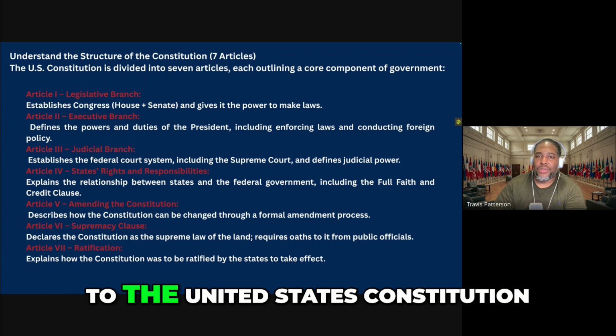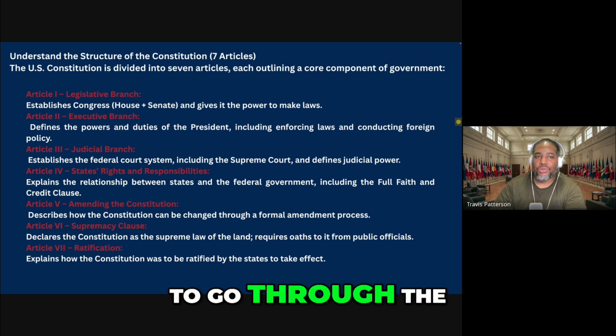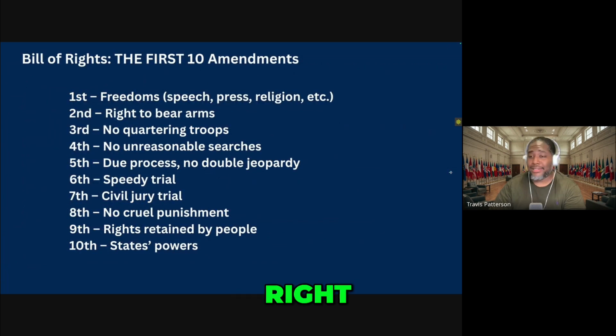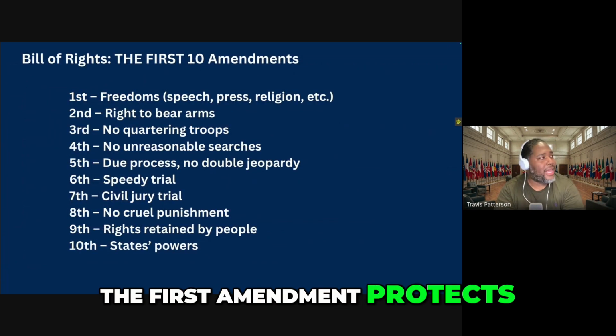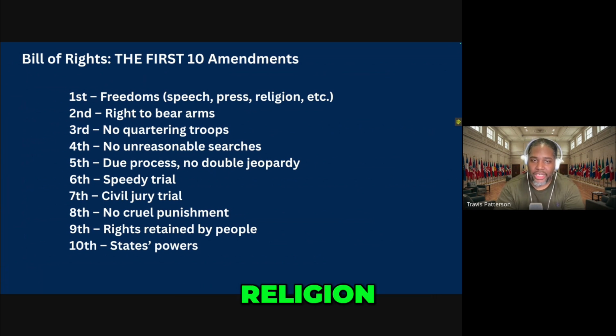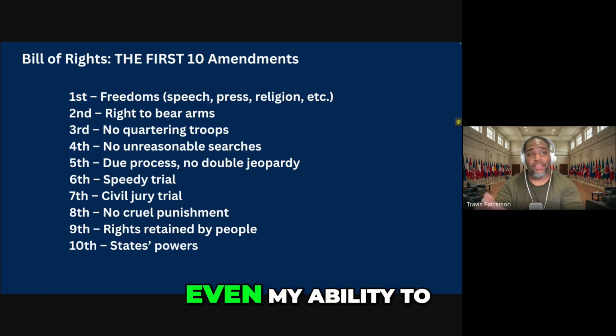So the amendments to the United States Constitution, and we're just going to go through the first 10, which is the Bill of Rights. So the First Amendment protects the 5 basic freedoms, including speech, religion, assembly, petition.